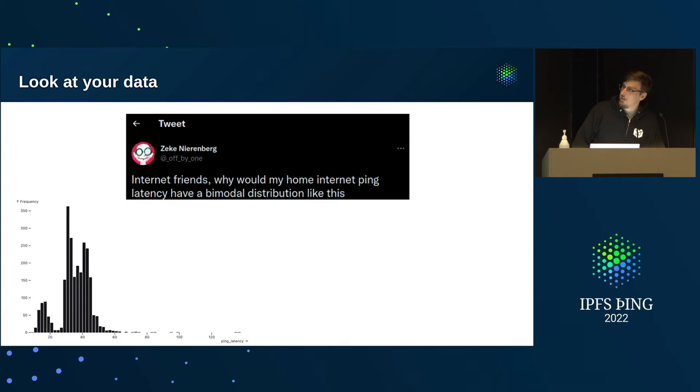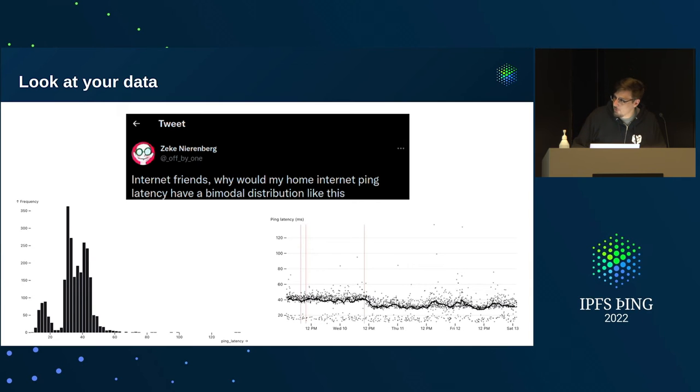For example, this guy on Twitter was complaining about a bimodal distribution he was seeing when he was pinging, probably Google or something. Can anyone figure out why there would be a bimodal distribution here? Or does anyone have a hypothesis about why your pings would be bimodal like this? So it turned out at noon on Wednesday, his latency went down just a little bit.